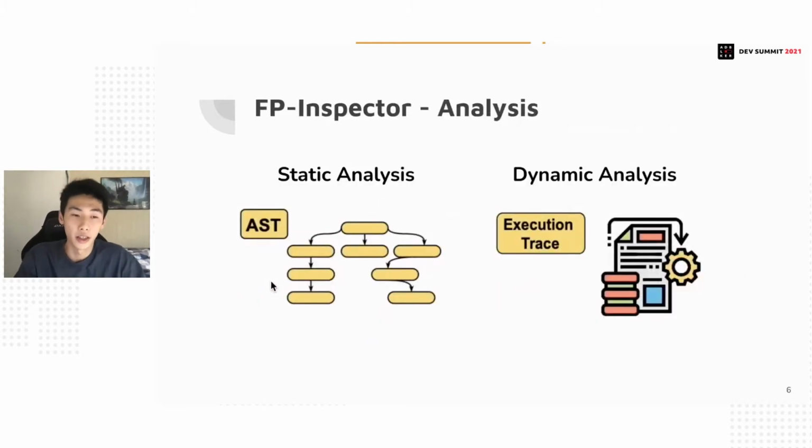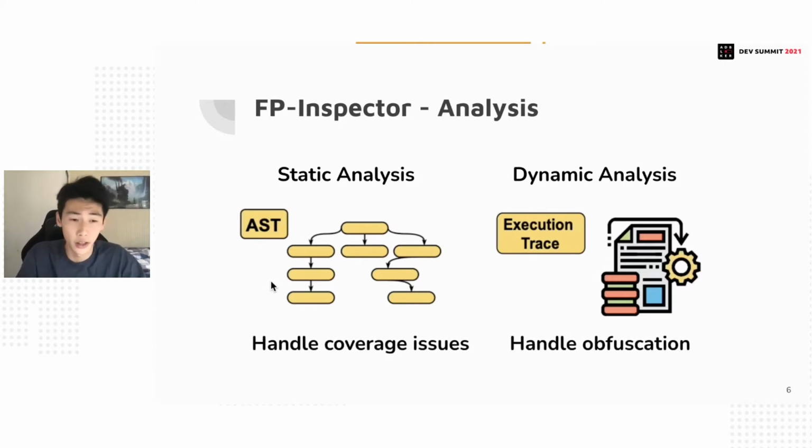In static analysis, the script is represented as an abstract syntax tree, which normalizes the script and allows extraction of API usage. Dynamic analysis uses JavaScript execution to capture the API calling frequency and the higher level semantics. Static analysis helps FP Inspector overcome the coverage issues, and dynamic analysis is mainly used to handle obfuscation.